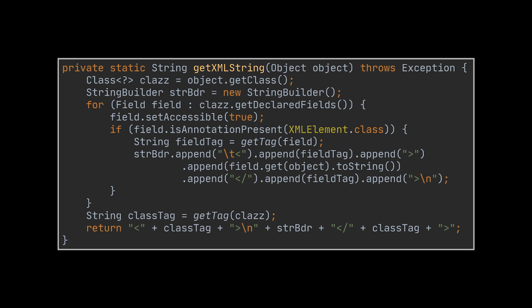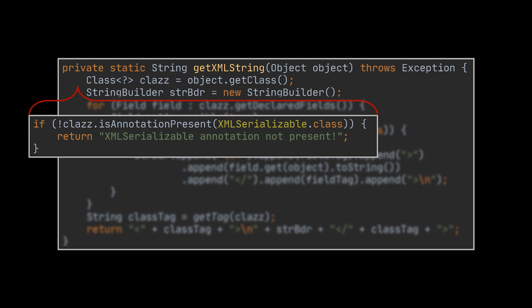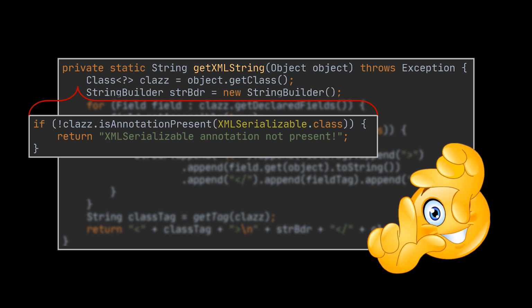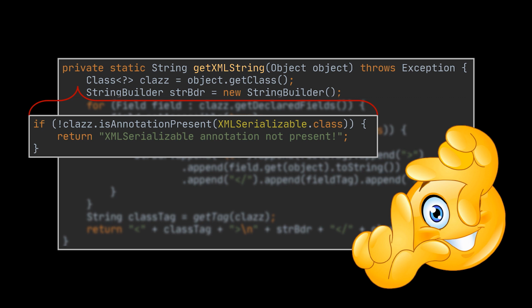Okay, you could go ahead and add additional checks at the beginning, like making sure that the class itself indeed contains the XML serializable annotation, or perfect the output at the end. But we leave it at this, as my goal is to focus on creating the annotations themselves while keeping the usage example as simple as possible.